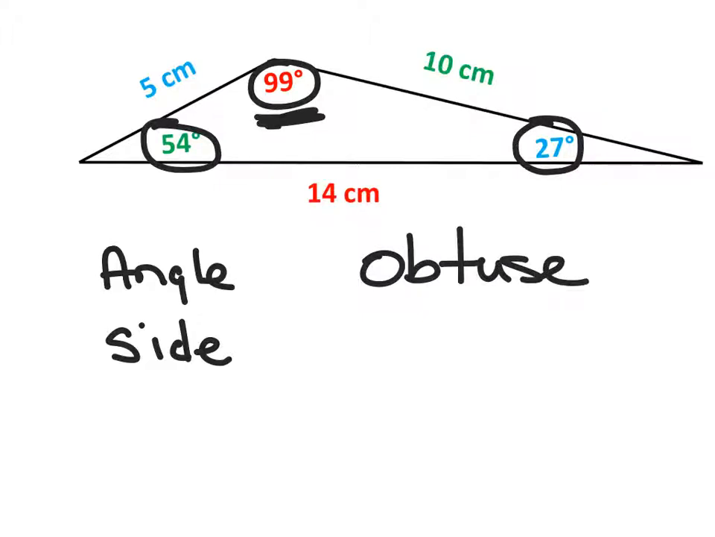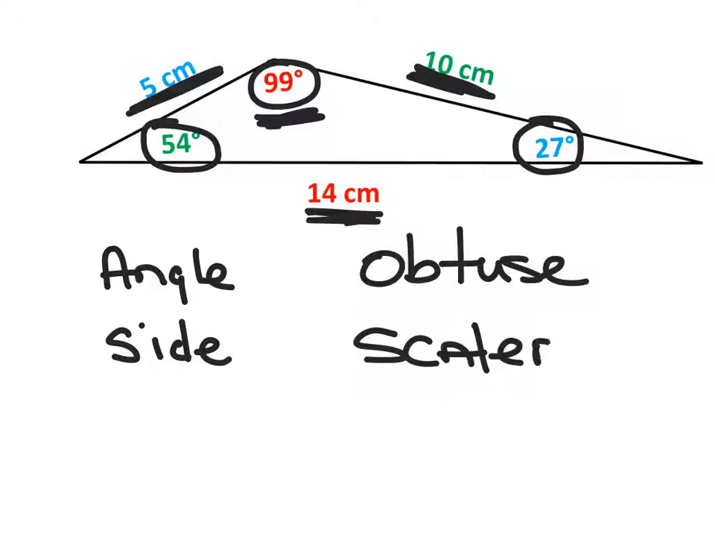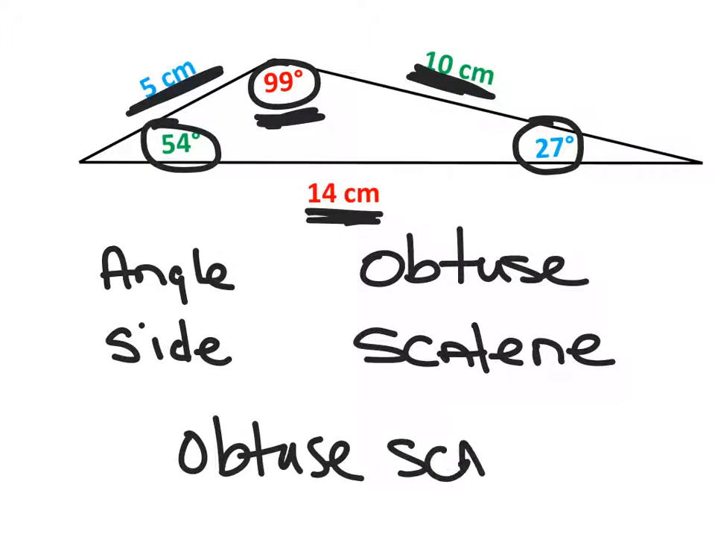Now let's look at the sides. I have 5 centimeters, 10 centimeters, and 14 centimeters. All of the side lengths are completely different, 5, 10, 14. When all the side lengths are completely different, I have a scalene triangle. So this triangle is an obtuse scalene triangle. It has one angle greater than 90 degrees and all three sides different lengths.